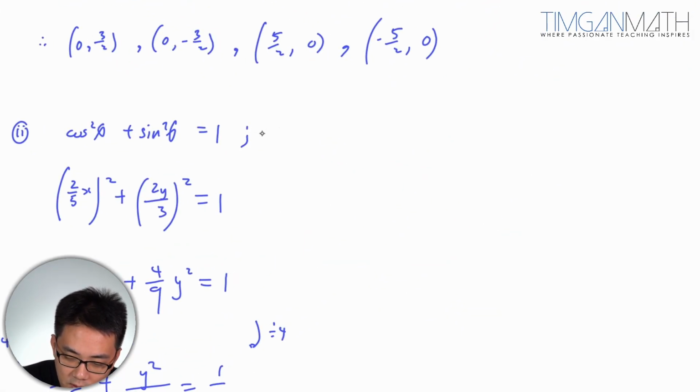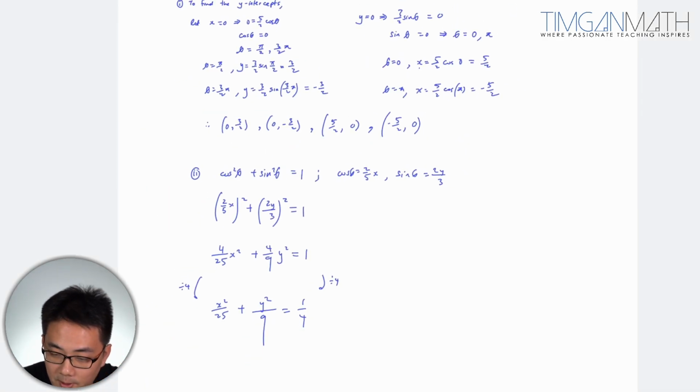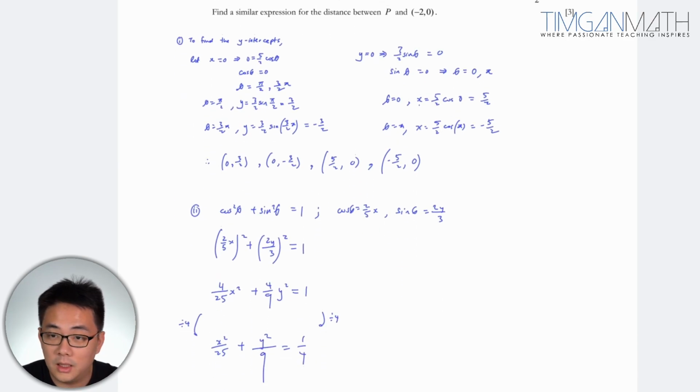Maybe I should just write now since x equals 2/5 cosine. That's how I do this question. I think it's pretty okay. Let's look at the subsequent part. Alright, the last part.